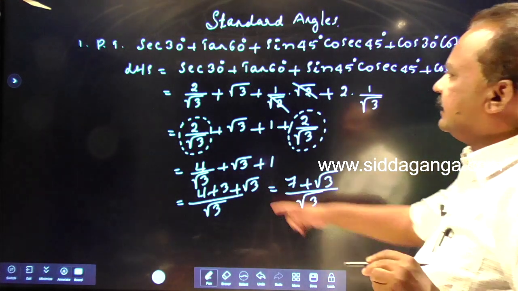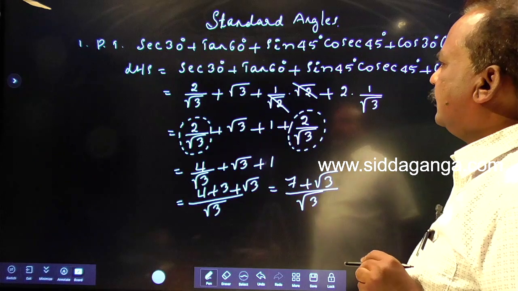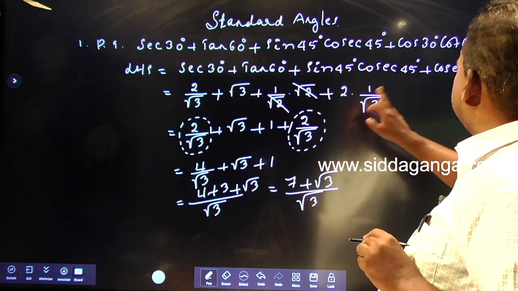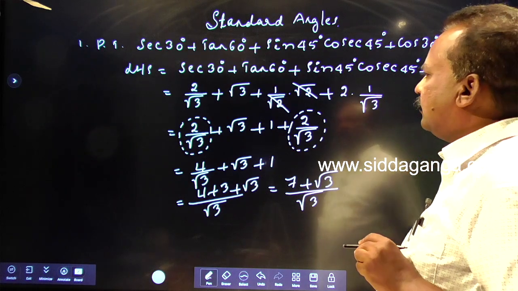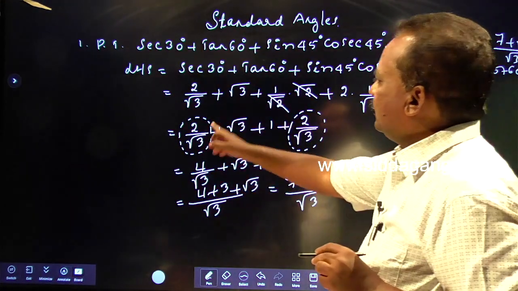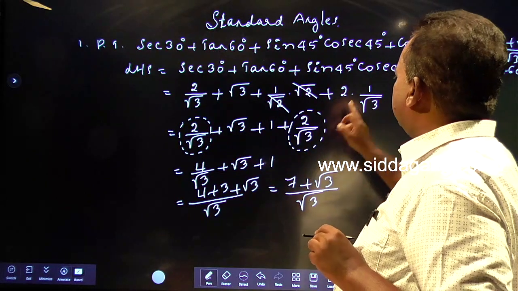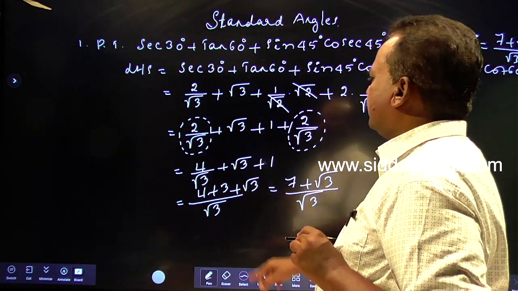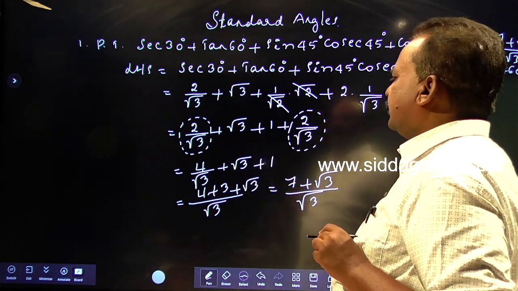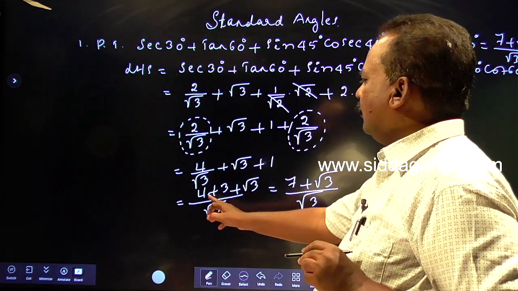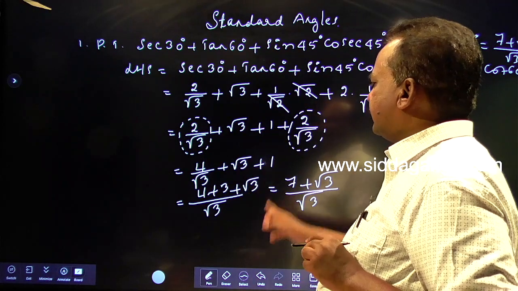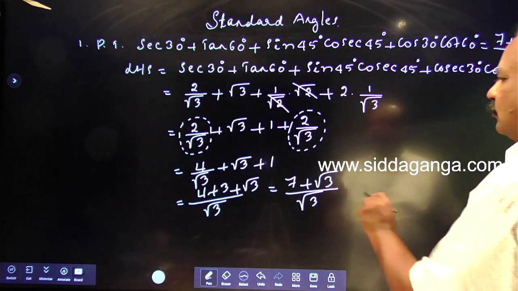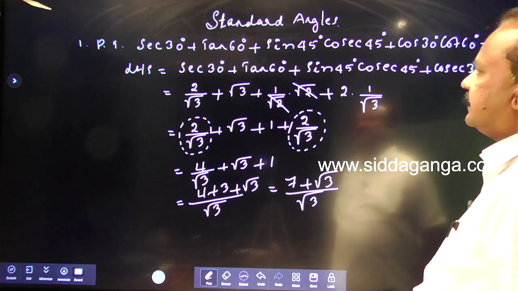Once again, secant 30 value is correct. 2 by root 3, tan 60 is root 3, 1, cosec 30 is 2, cot 60 is 1 by root 3. 2 by root 3 plus root 3 plus 1 plus 2 by root 3, 2 by root 3 plus 2 by root 3 is 4 by root 3 plus root 3 plus 1, 4 plus root 3 into root 3 is 3 plus root 3, 7 plus root 3 by root 3. That must be our final answer.